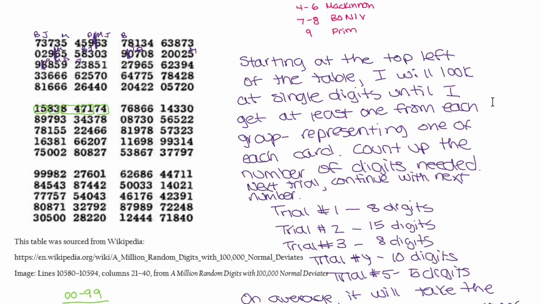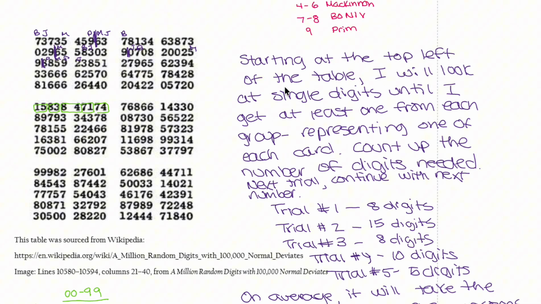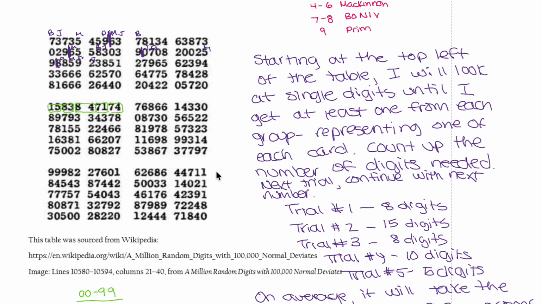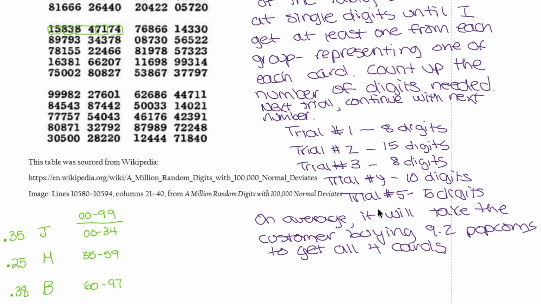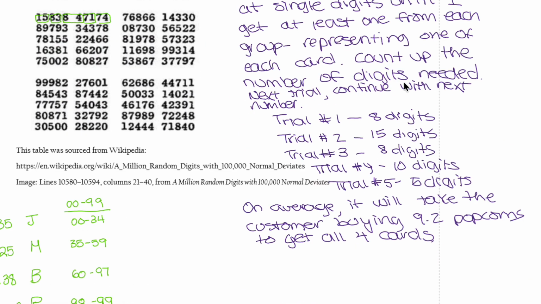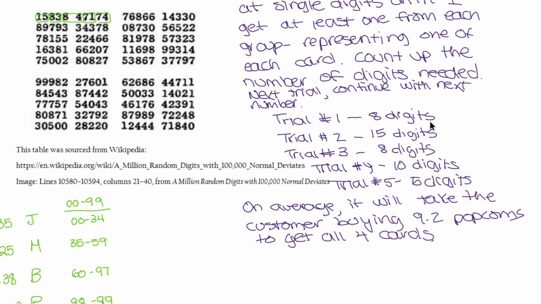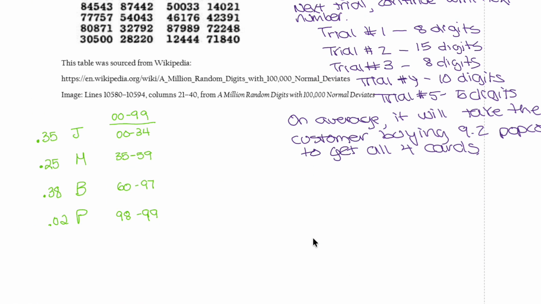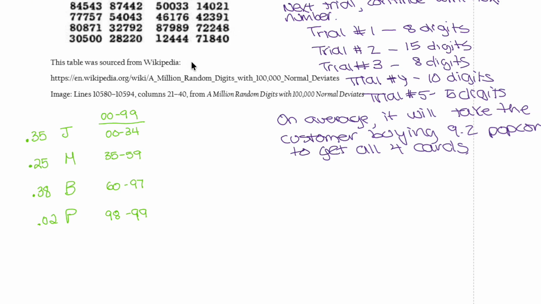And to put everything in words, you're going to say, starting at the top left of the table, I will look at single digits until I get at least 1 from each group, representing 1 of each card. Count up the number of digits needed, then continue with the next trial. What's important about your write-up is that you're going to include trials 1 through 5 in your conclusion. So it is important for you to put this in this order. And then the final write-up is, on average, it will take the customer buying 9.2 popcorns to get all 4 cards. And this is the source of the table.